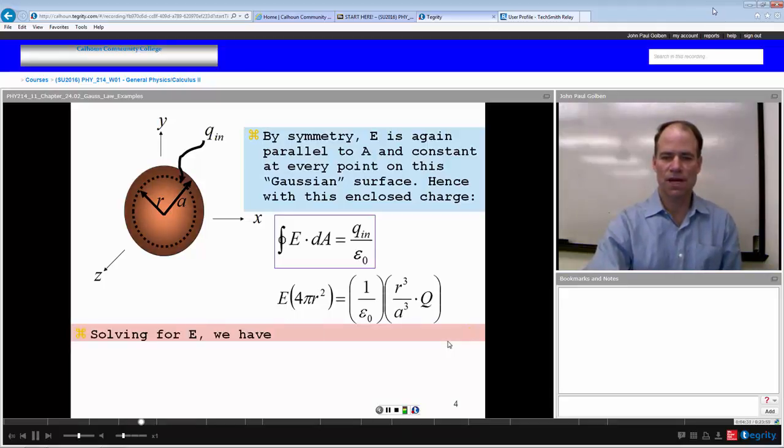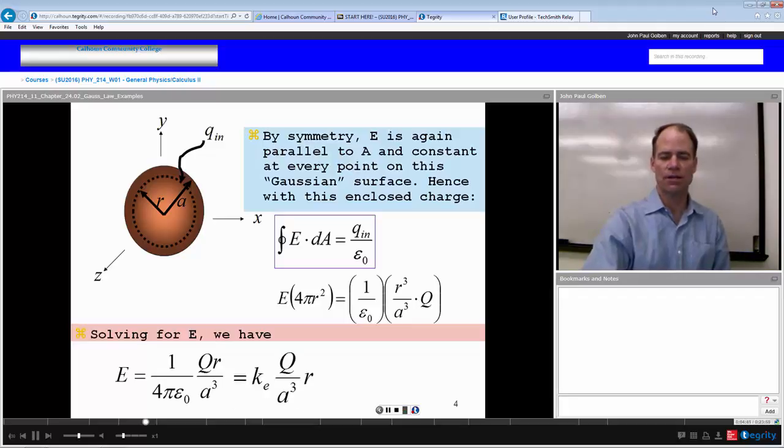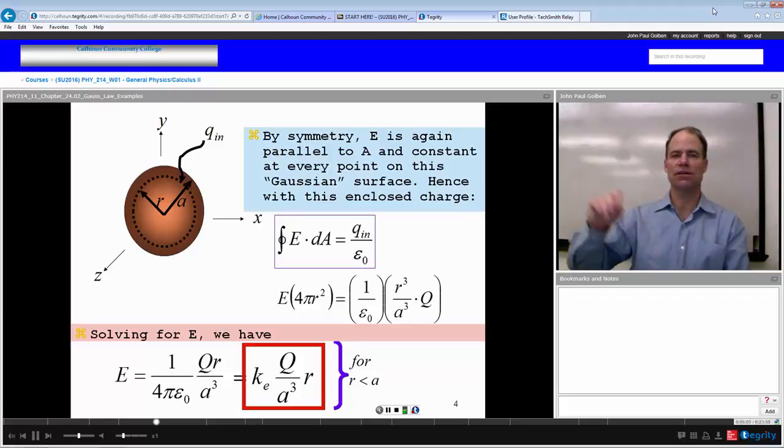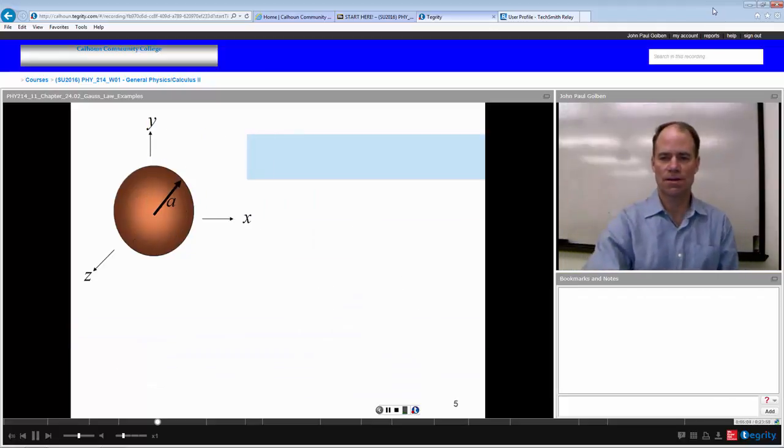So if we solve this for E, we're going to get rid of r squared on both sides, and we have E is equal to 1 over 4 pi epsilon naught QR over a cubed, which is KQ over a cubed times r. R is our variable going from 0 to a, and everything else is a constant out front. So we see that our E field is linear as we go from 0 to the radius of the sphere. It's going to increase in a linear fashion with r.